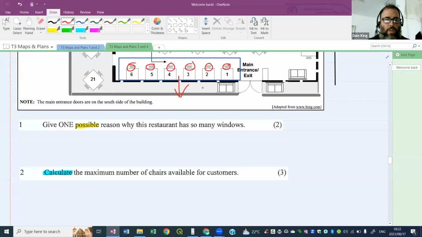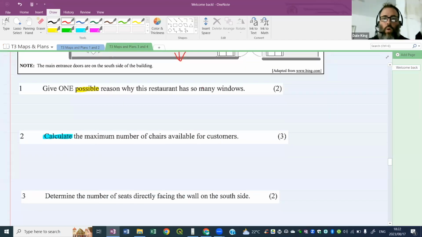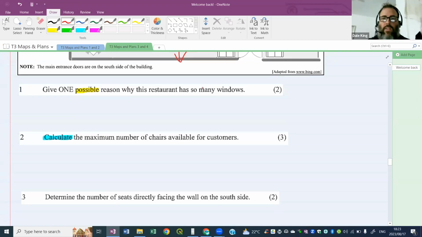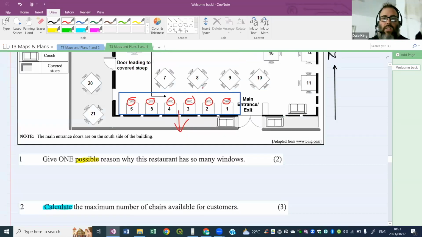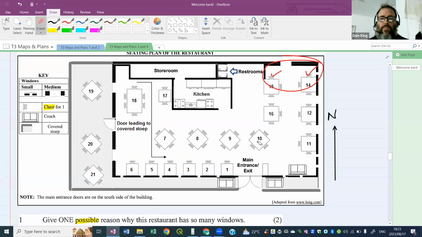But if I read the question again, it says, determine the number of seats directly facing the wall on the south side. Now, on the south side of what? On the south side of the restaurant. So the chairs that are facing the wall on the south side of the restaurant. Okay. So it's a matter of wording, word placement. That's what's called math literacy, because you need to have a little bit of literacy skills in interpreting the question.